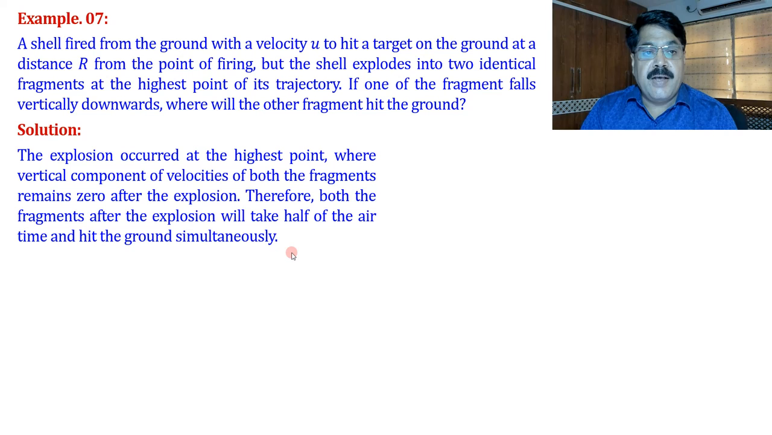Again, at the highest point when the explosion occurs, momentum is conserved. One of the fragments has acquired zero velocity because it falls vertically downward. So the other fragment will also have zero velocity in the vertical direction. Both fragments have no velocity in the vertical direction, so they begin falling from zero vertical velocity. Both will take equal time to hit the ground, and that time will be half of the time of flight, that is, the time after reaching maximum height.